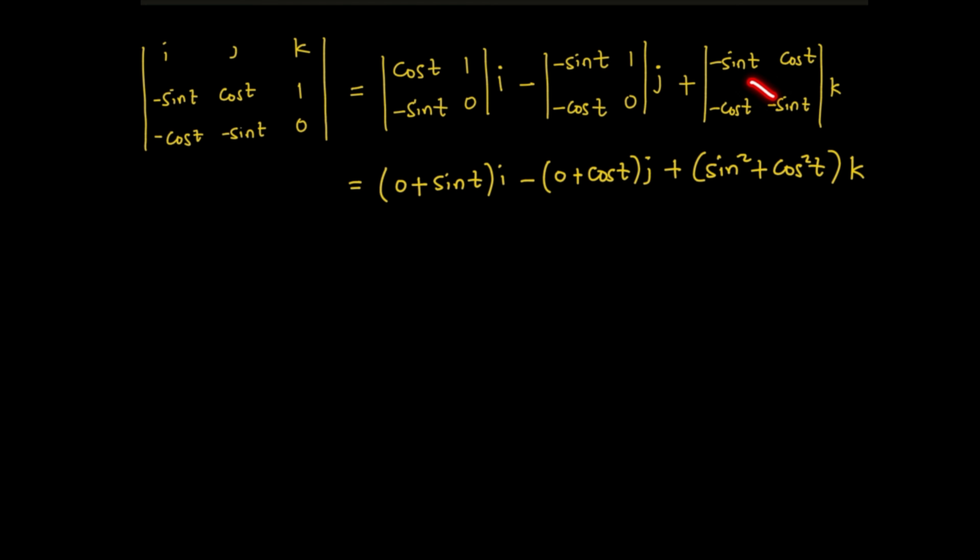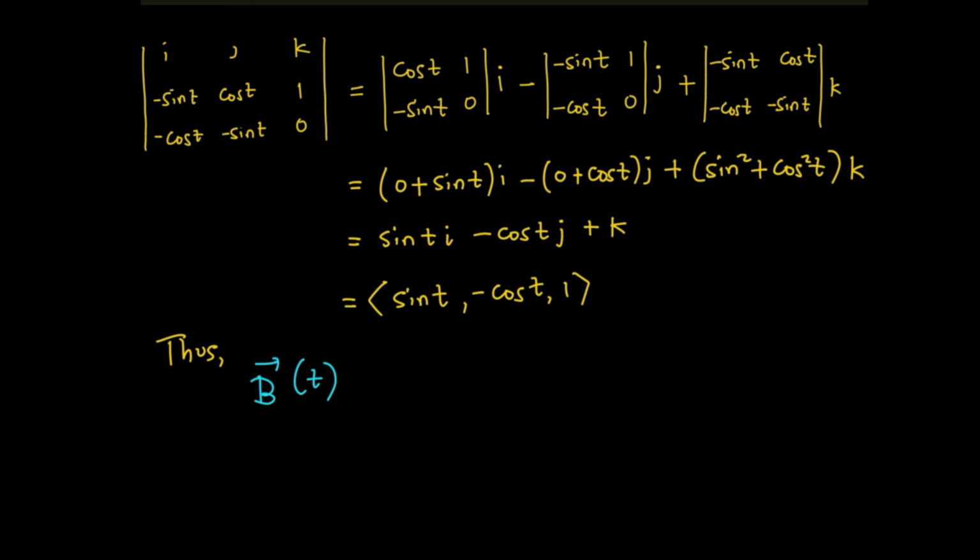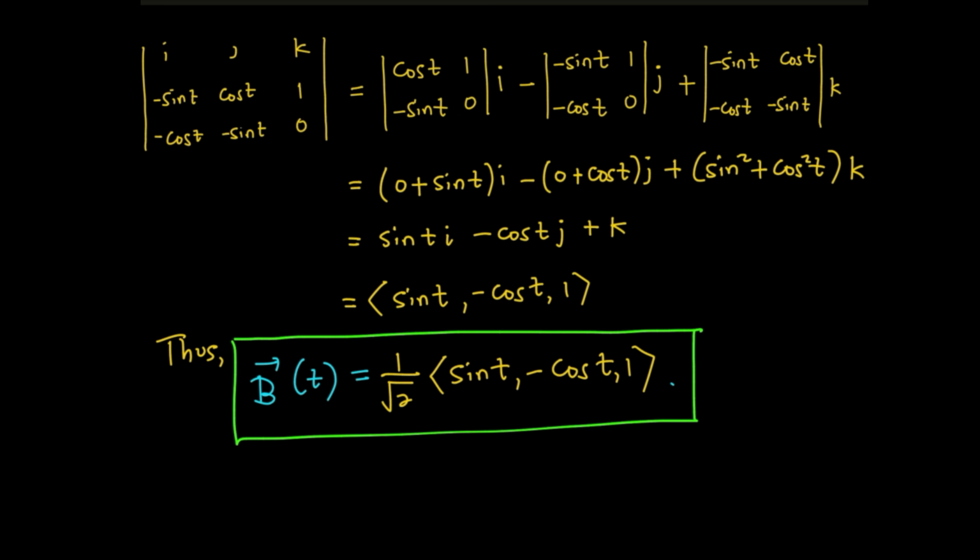For this one, we have sine squared minus the negative of cosine squared, that's why you have plus cosine squared t. Applying some simplification, you will obtain sine t i minus cosine t j plus k. So what we have here is this vector. Now it remains to put back the 1 over square root of 2 that we have mentioned earlier. Hence, this is how you can obtain your unit binormal vector.